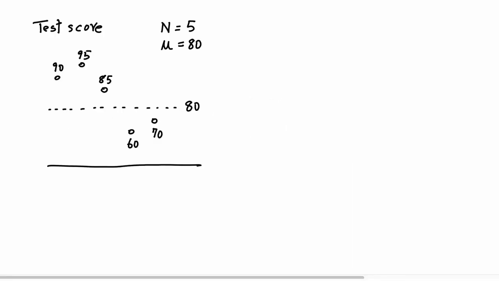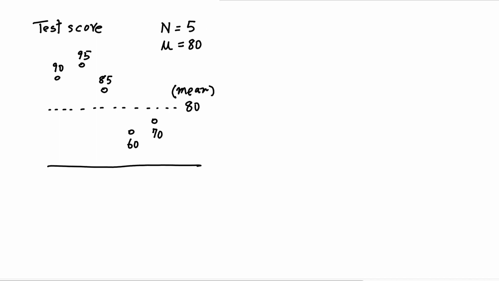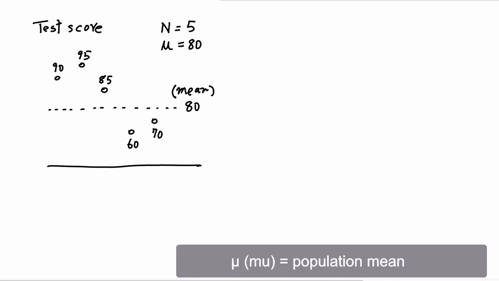I'm going to stay with the test score example. Let's say these are test scores from a class of 5 students. We have the test scores from all 5 of them. That means what we have here is a population, not a sample. The capital N stands for the population size. N equals 5 because we have 5 students. And the average, or the mathematical mean, is 80. This Greek letter mu represents a population mean.